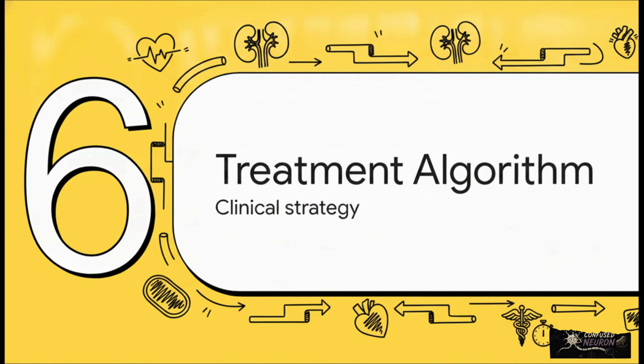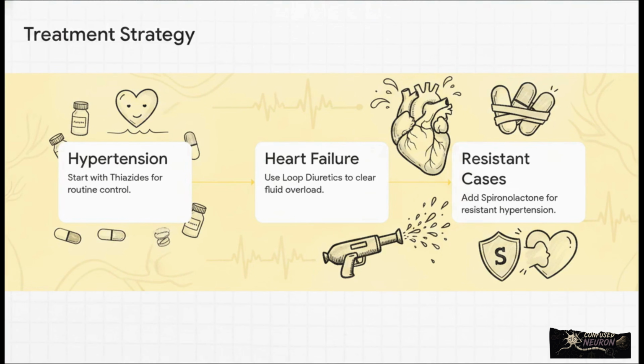Section 6, the treatment algorithm. Let's talk clinical strategy. You're going to literally write out your treatment plan on the chart just like this. For a patient with stable, routine hypertension, thiazides are your absolute bread and butter. Now, if your patient comes in with a flooded heart and pulmonary edema, you immediately drop the big guns, loop diuretics. And if you have a patient with resistant hypertension, meaning they're already on 3 drugs and their BP is still sky high, or a patient with heart failure where you desperately want to prevent the heart from remodeling and failing further, that's when you add spironolactone.